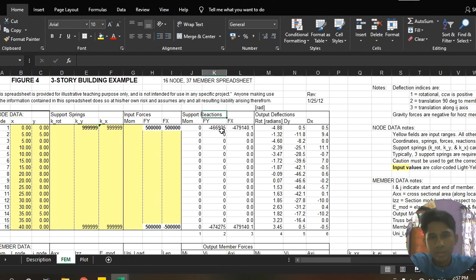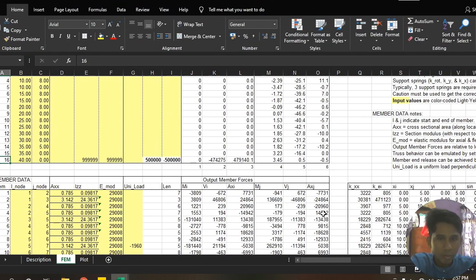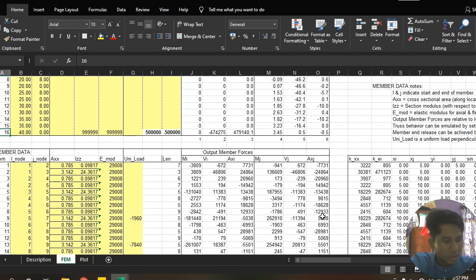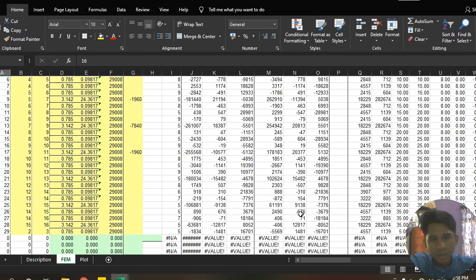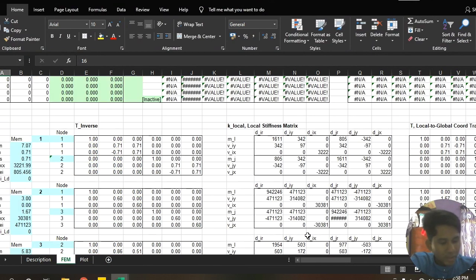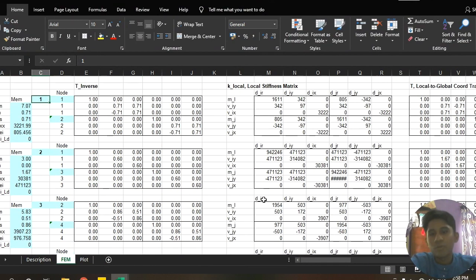For the support reaction, we obtain the data for Y and X axis for node 1 and node 16. And for the output deflection, we obtain the data for each node, as you can see on the screen. Moving on to the output member force, which includes the axial force, shear force, and the moment in I and J. The first table is for the I part, and the second table is for the J part, as you can see on the screen. Also, we obtain the matrices for each member. So this is the matrices for each member for the car.